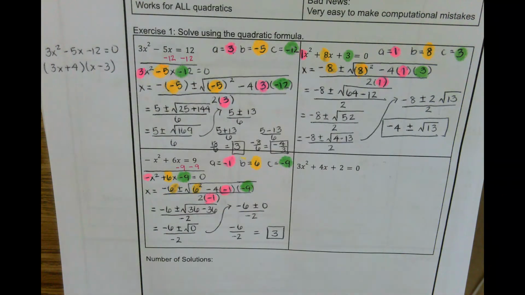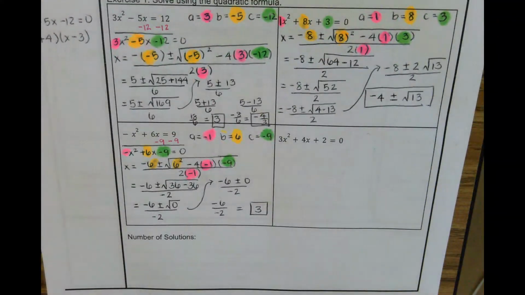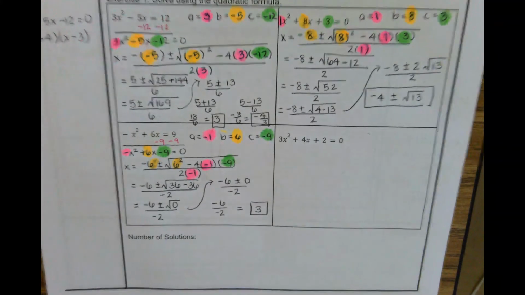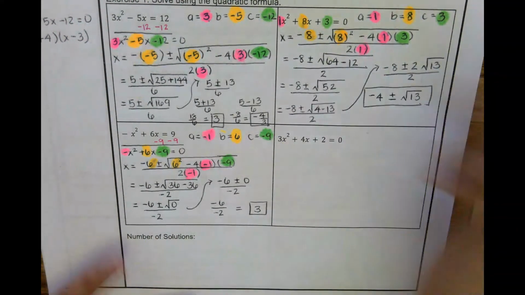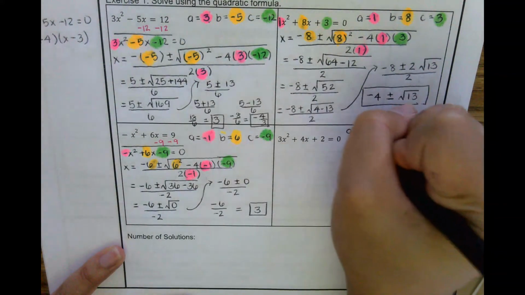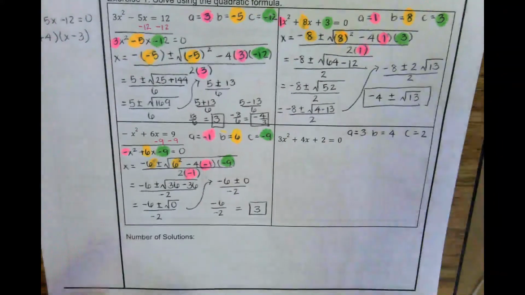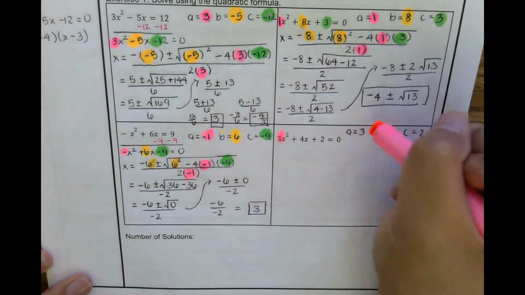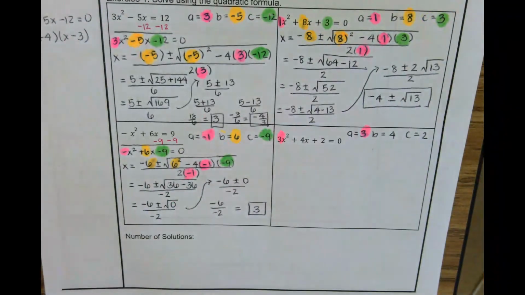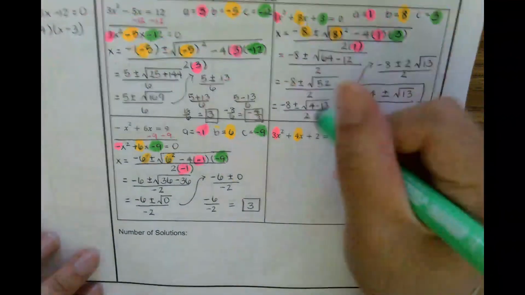Okay, let's do one more here. And then after that, we're going to figure out how we can use the quadratic formula to find out how many solutions we have. Okay, so it already equals 0. Nice and easy then. Let's find A, B, and C. A equals 3. B equals 4. And C equals 2.